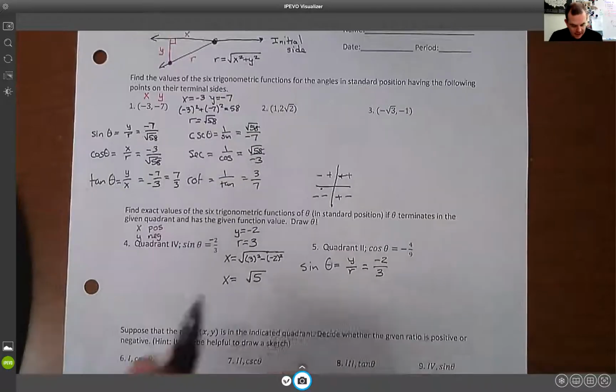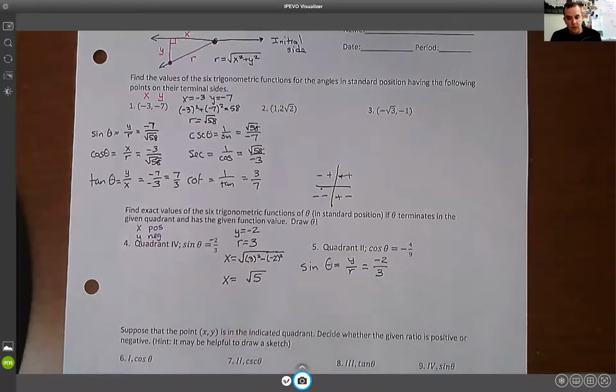And since I am in quadrant 4, what I'm going to be doing is I'm going to be using that straight up as the square root of 5. It's just the square root of 5.